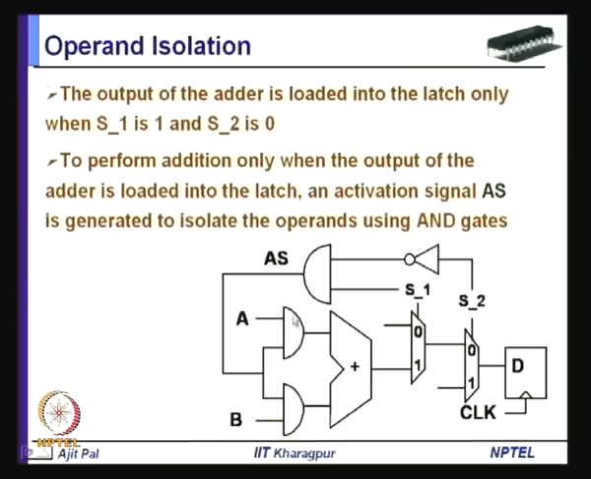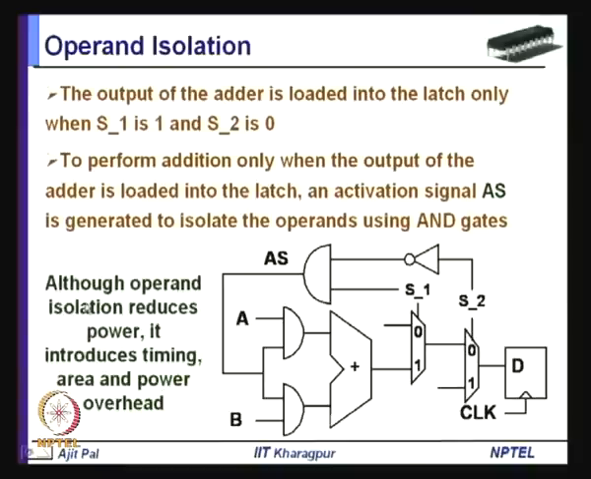Obviously, if it is n bit, you will require 2 AND gates for each bit. So, you will require 2n AND gates to apply the input to this adder, and you can see this activation signal is active only for S1 equal to 1 and S2 equal to 0, and only then these 2 operands will be applied to this adder, and the signal will go to this point. For all other conditions, inputs are not allowed to reach this adder, and obviously, unnecessary computation is not done and unnecessary power dissipation does not take place.